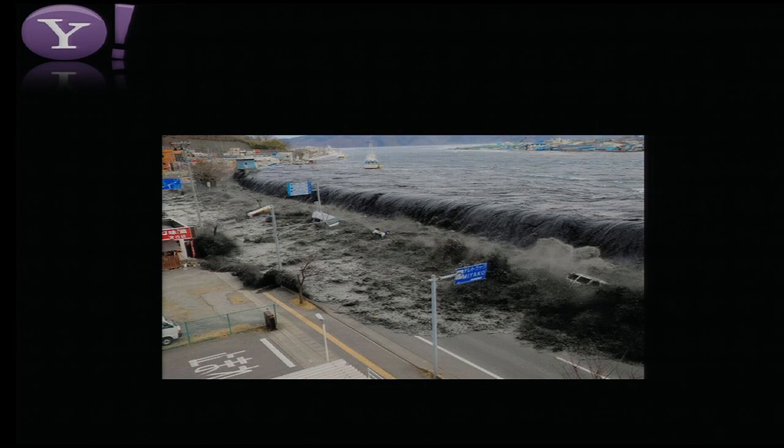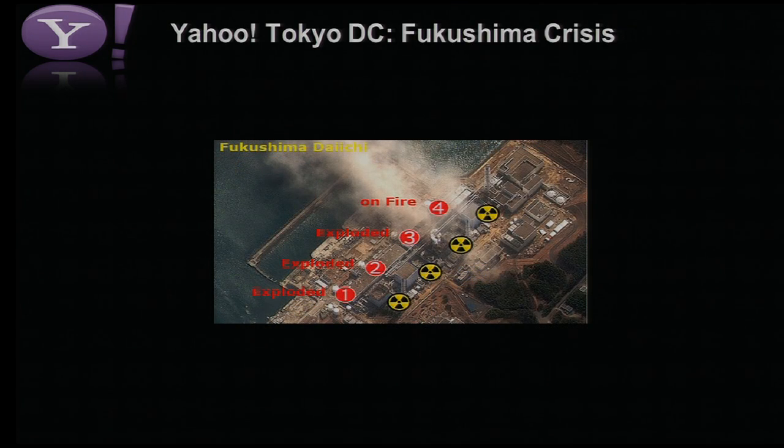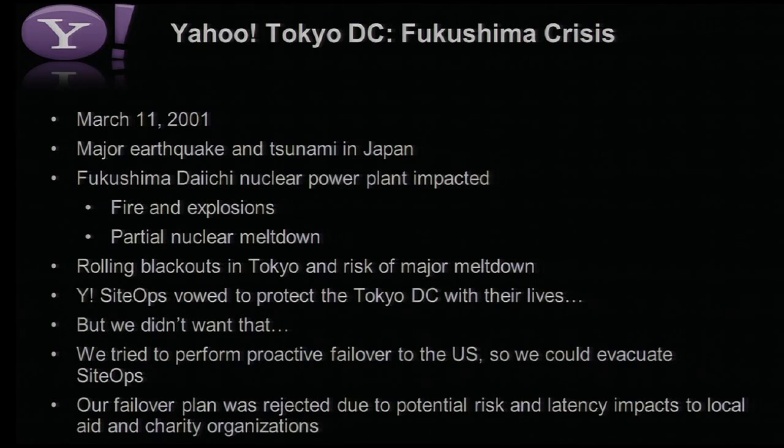All right, the unthinkable. March 2011, earthquake and a horrifying tsunami in Japan, followed by the Fukushima Daiichi incident, which exploded on fire. This nuclear plant was slowly melting down. There were rolling blackouts in Tokyo. Our data center is nearby, and we'd really like to send our guys somewhere else. They said that they would protect the site with their lives if they had to. In this case, that was a little too literal for us.